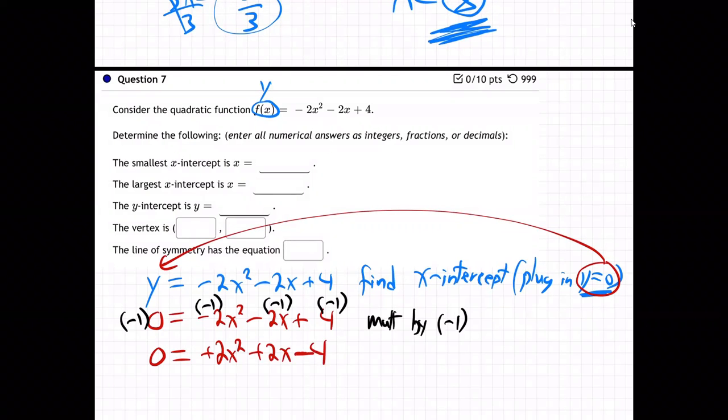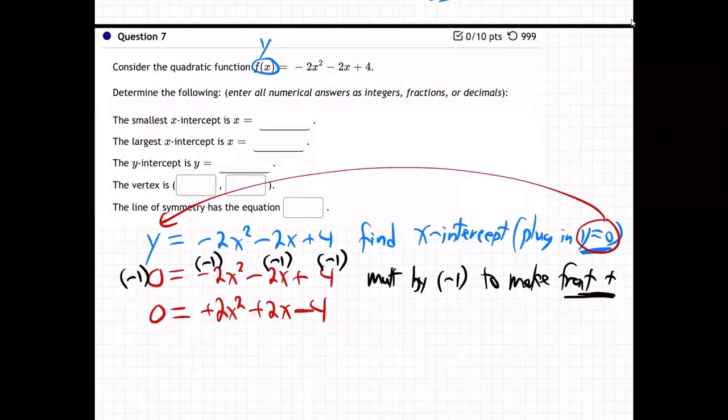Does that make sense? Now, why did I do that? To make the front positive. It's just a lot easier to factor if the front is positive. So I see how the front now is positive. It was negative. It's now positive. So multiply through, do that, and then you've got to factor. So now I have to factor this thing. And how do I go about factoring this thing?